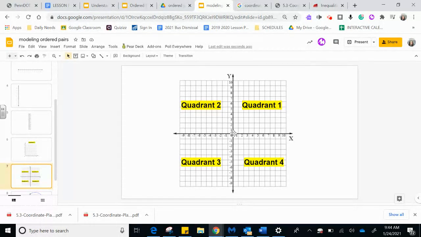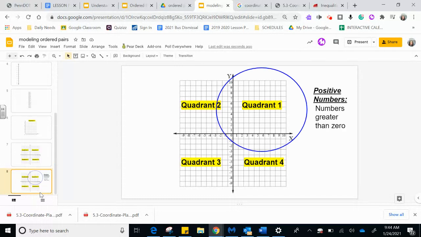And you can see to the right of 0 is our positive numbers on the x-axis. To the left of 0 are going to be negative numbers on our x-axis. Going vertically on our y-axis, if this is 0, anything above is positive, anything below is negative. And so far, we've only focused on quadrant 1, only dealing with positive numbers that are greater than 0.